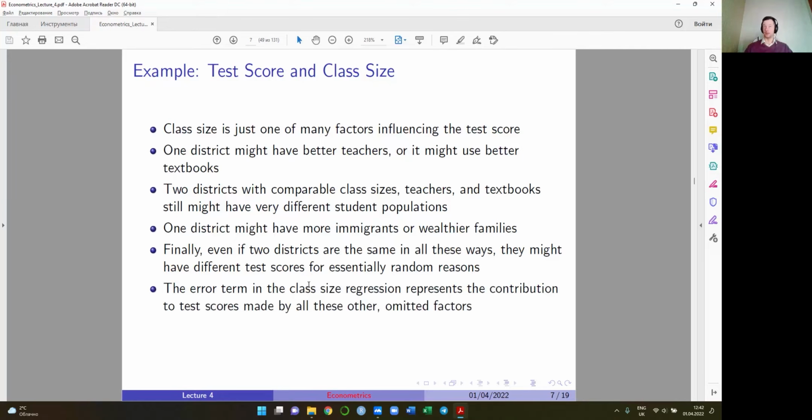So the error term in the class size regression represents the contribution to test scores made by all these omitted factors, right? So this error is exactly how two classes with the same student to teacher ratio may differ because of average family income, quality of teachers, average percentage of immigrants, something like this.